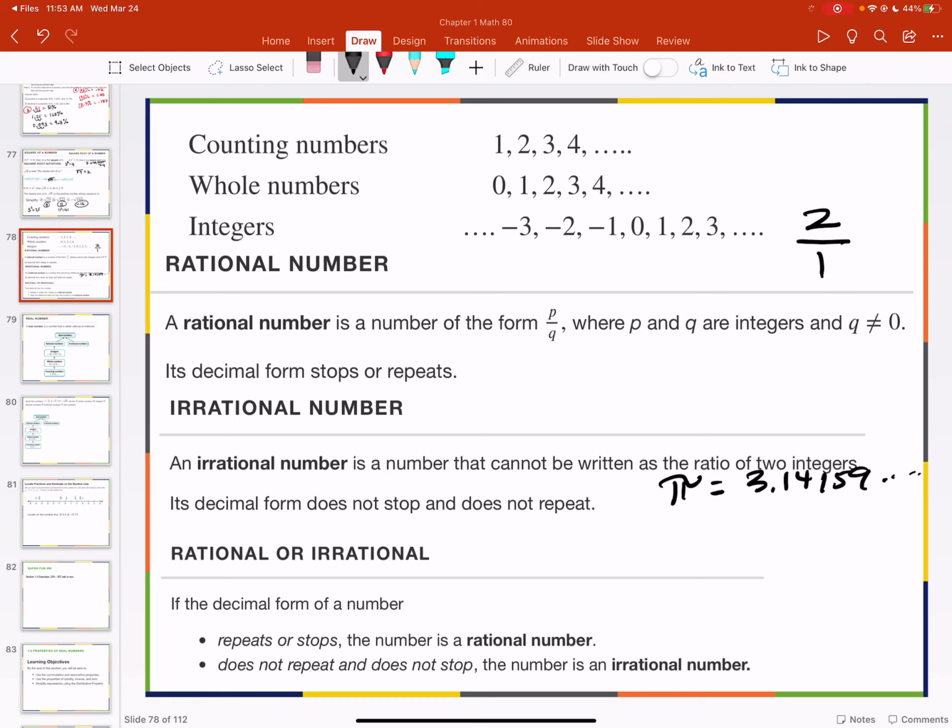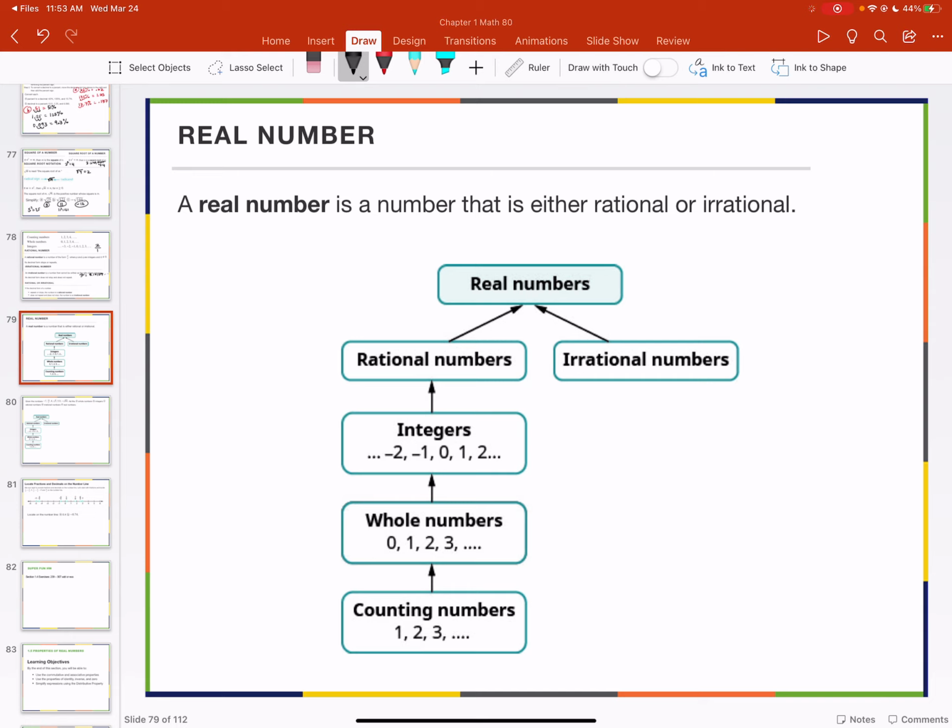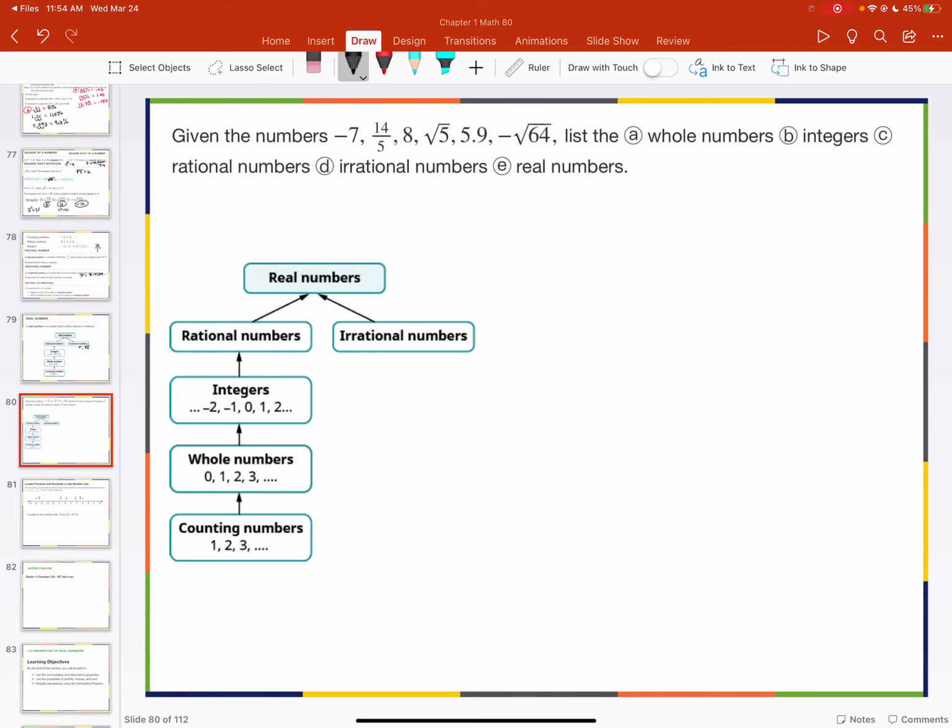So let me show you this really cool chart. The real number system, all the numbers that we are studying in this course for now, is the set that contains both the rationals and the irrationals. Remember that the rational numbers include integers, which include whole numbers, which include counting numbers. Some examples of irrational numbers are pi and the square root of any prime.